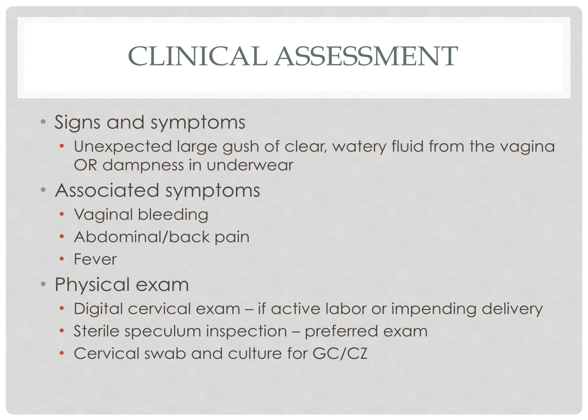When you suspect PROM, it is critical to obtain an accurate and thorough history from the patient. These patients will typically report an unexpected large gush of clear, watery fluid from the vagina. On the other hand, some patients will report a dampness on their underwear due to a continuous seep of watery fluid from the vagina. Vaginal bleeding, abdominal or back pain, and fever can accompany these symptoms as well.